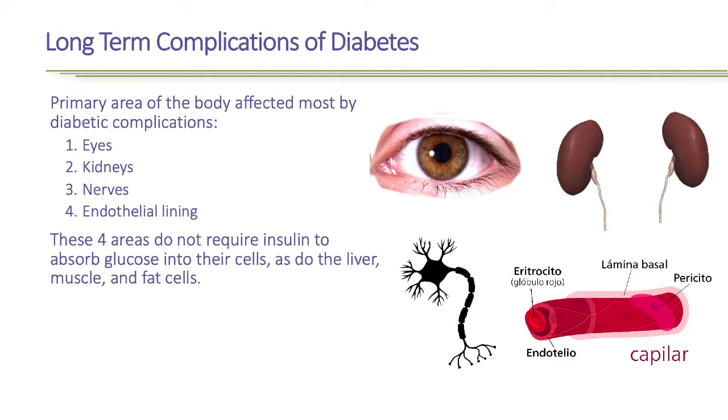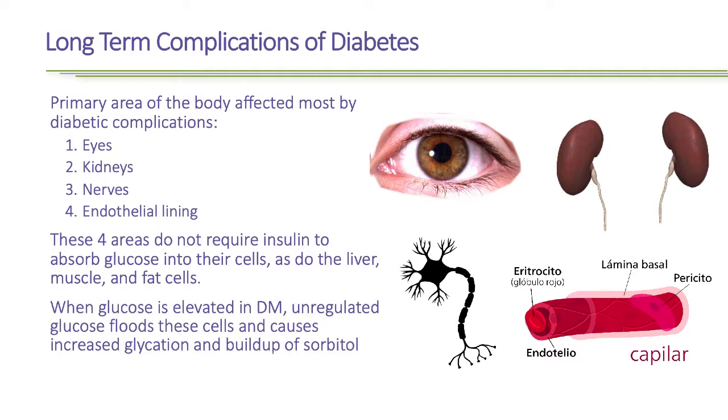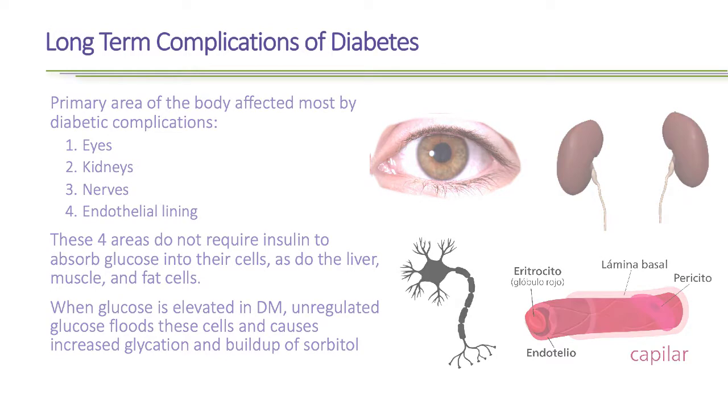These four areas do not require insulin to absorb glucose into their cells, as do the liver, muscle, and fat cells. When glucose is elevated in diabetes, unregulated glucose floods these cells and causes increased glycation and buildup of sorbitol. So let's talk a little bit about this.